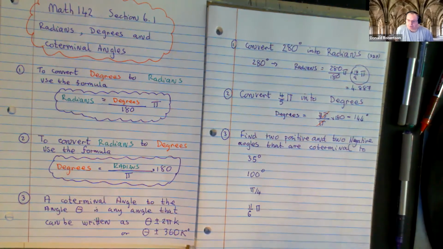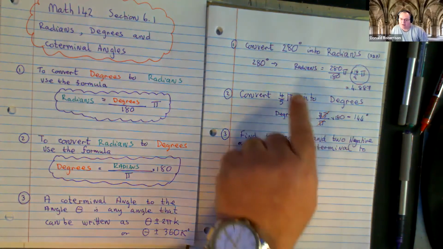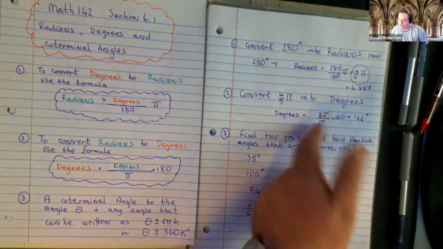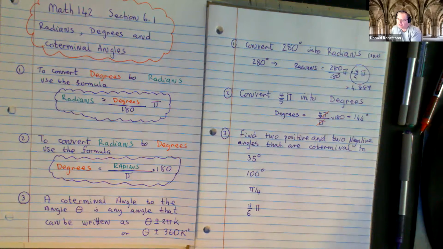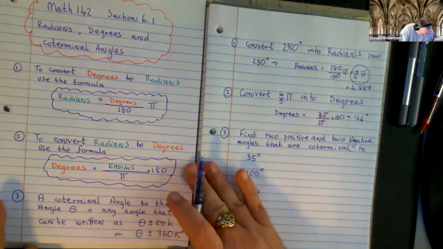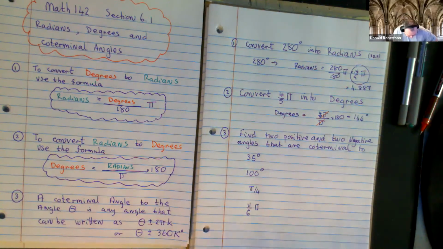So are we all comfortable converting radians to degrees and degrees to radians? It doesn't really matter how ugly the degree is or how ugly the radian is, because isn't it just a plug and chug formula, right? The calculator can do most of the heavy lifting. So let's talk now about these things called coterminal angles.